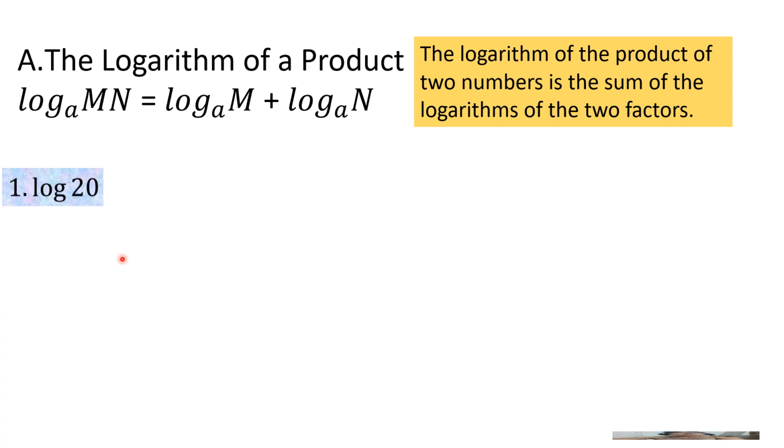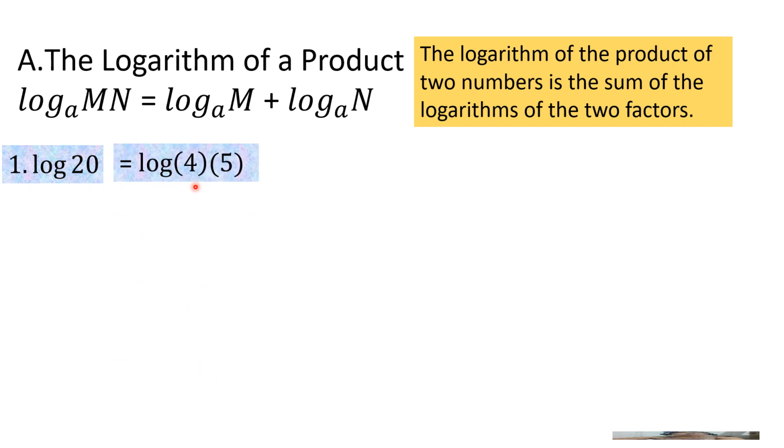Let us have this number 1. The log of 20, how do we use the logarithm of a product? We will be factoring out the 20. So 20 can be factored as log of 4 times 5. Since we'll be applying the logarithm of a product, we will get the sum of the logarithms of the two factors. So the next step: the log of 4 times 5, but in the notation, it will be adding. So log of 4 plus log of 5.